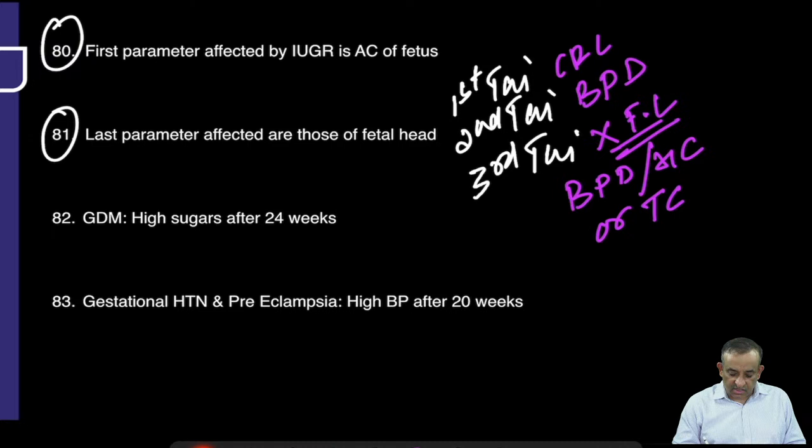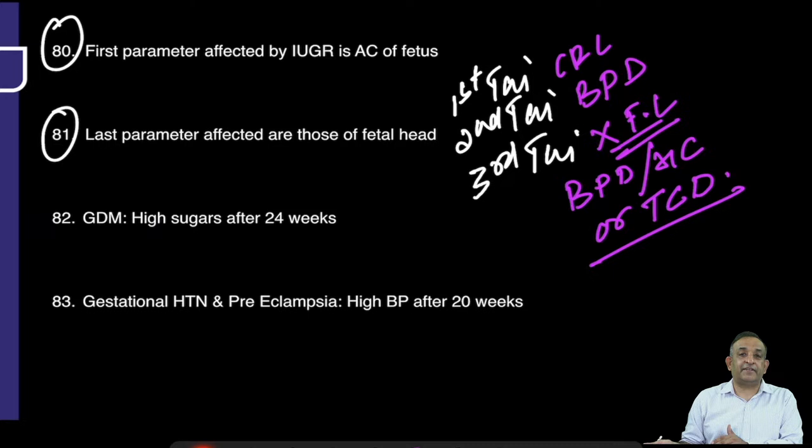because with IUGR, if at all she has one, first the abdominal circumference will be affected. Next, the femoral length and the humeral length will be affected, and the last to be affected will be the head diameters. So the head diameters will be the closest to the exact gestational age, because even if the fetus has growth restriction, the last parameter to be affected is the diameters of the head. All right, so I'm sure that you guys will understand this now.